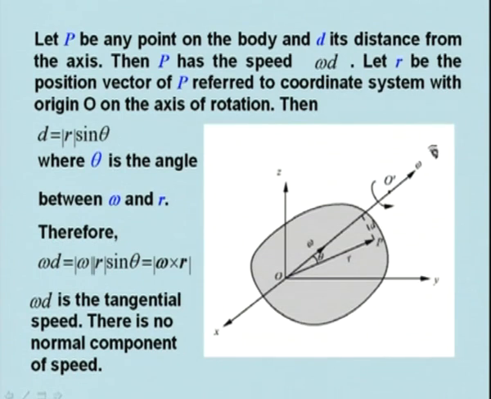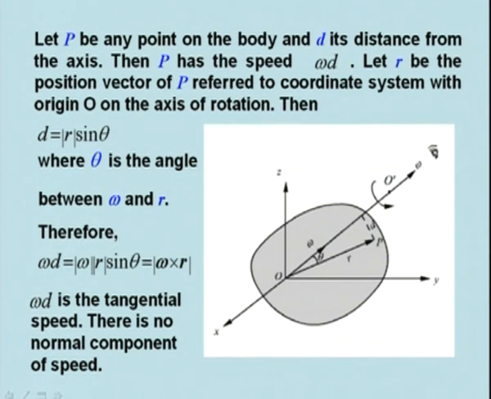Let P be any point on the body. You now concentrate on this figure, and d is its distance from the axis. Then P has the speed omega times d. Okay, and let r be the position vector of P, referred to the coordinate system which you have chosen with origin O on the axis of rotation.